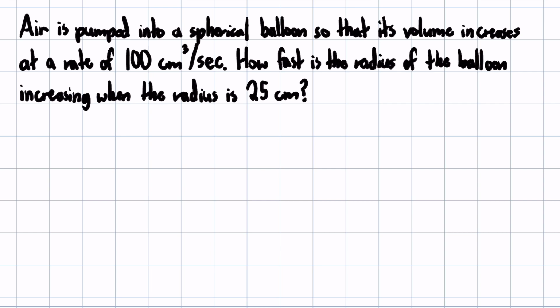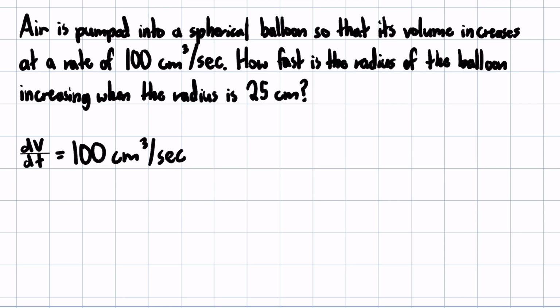So our first step is always to turn what we're given into actual formulas and equations, so that instead of just a word problem, we have something we can actually do math with. So basically, the fact that air is pumped in so that the volume increases at this rate of 100 centimeters cubed per second means that dV/dt, the rate of change of the volume of the balloon with respect to time, is going to be 100 centimeters cubed per second.